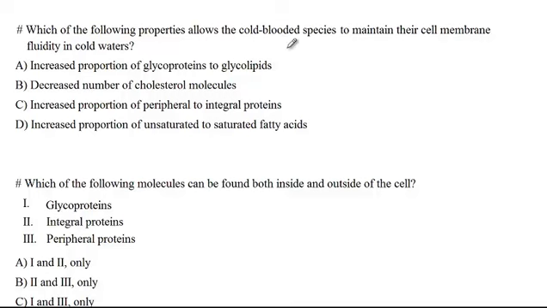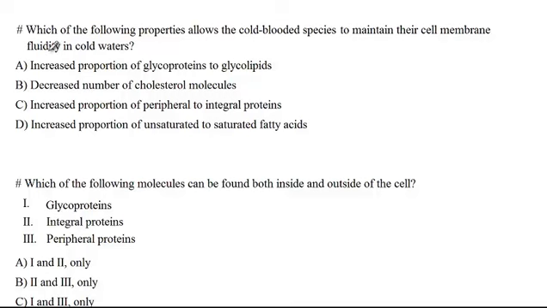Which of the following properties allows the cold-blooded species to maintain their cell membrane fluidity? Basically we've discussed how cell membrane fluidity is maintained by cholesterol, but I don't see that answer choice right here. Decreased number of cholesterol, that would be wrong. The answer should be increased number of cholesterols. So now let's read the answer choices.